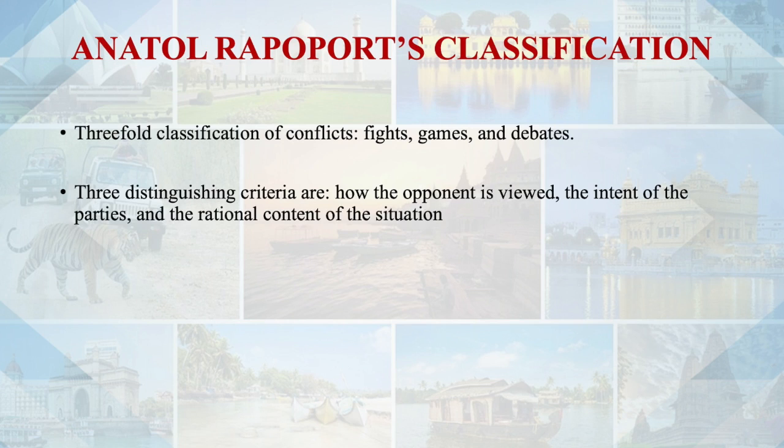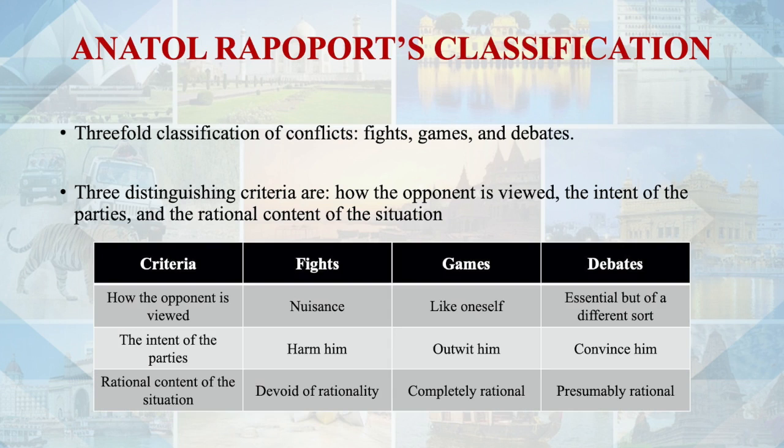And these 3 classifications have been distinguished on the basis of 3 criteria. What are those 3 criteria? The first is how the opponent is viewed or perceived. The second is the intent of the opposing party, and the third is the rational content of the situation. So on all these 3 criteria, fights, games and debates have been given a kind of classification. So let us study one by one.